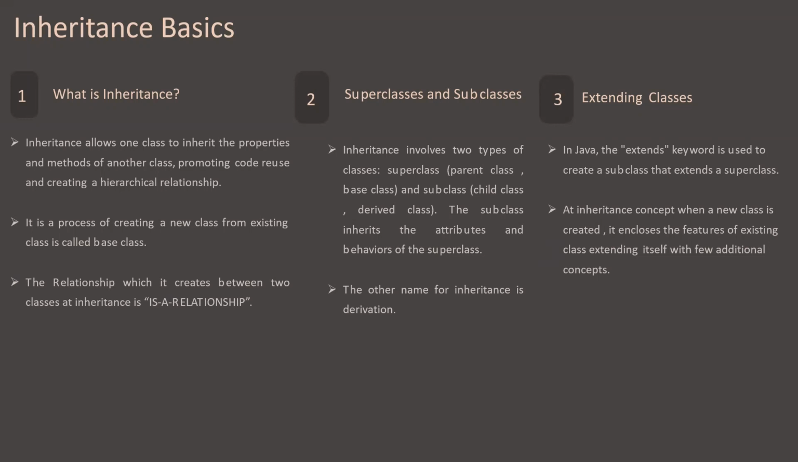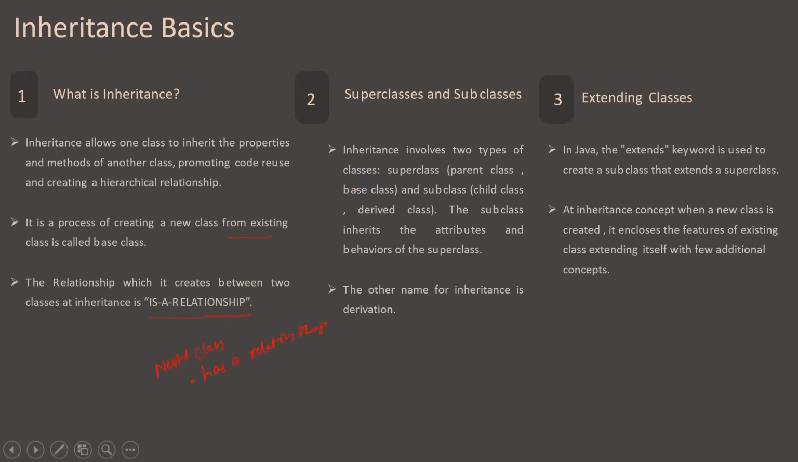So what is inheritance? Inheritance allows one class to inherit the properties and methods of another class. So here a perfect code reusability is provided. It is a process of creating a new class from an existing class. The relationship which it creates between two classes in inheritance is an "is a" relationship. I told you this concept in terms of your nested class, right? In terms of your nested class, the relationship which it creates among the classes is a "has a" relationship, whereas the relationship between the two classes in inheritance is an "is a" relationship.